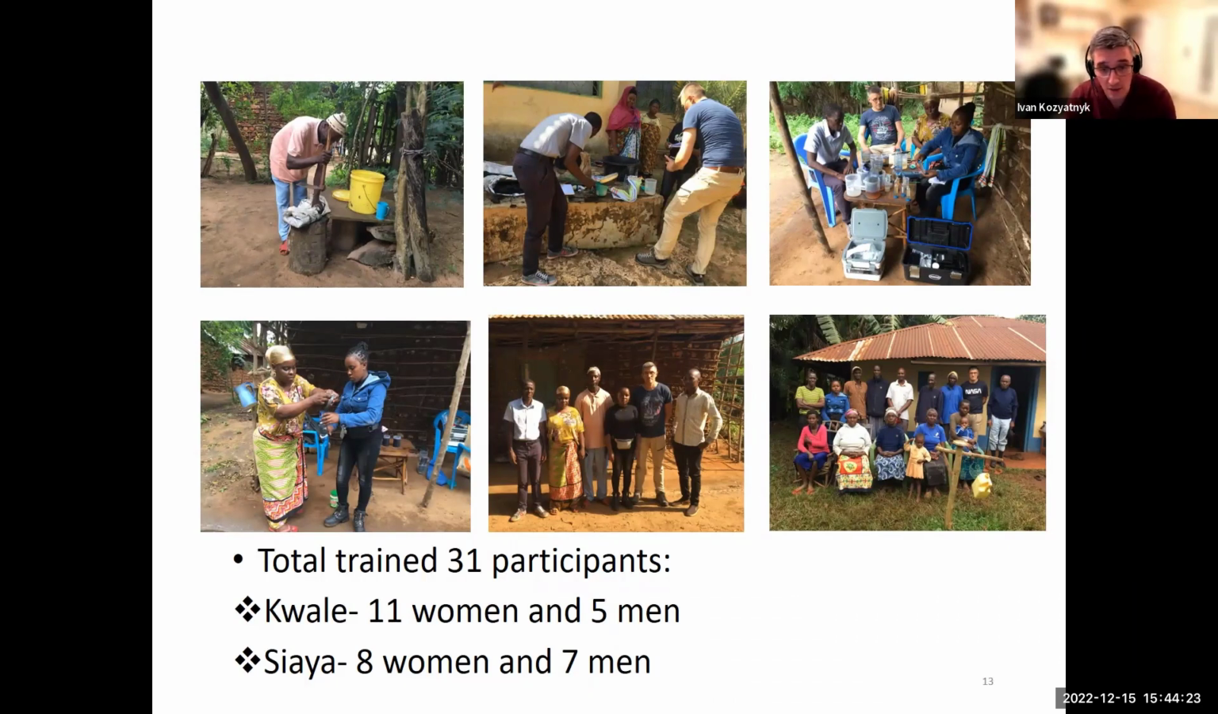And after that appears a very important educational issue that we need to educate. If we proceed with this work, we need to educate people that this water can be reused only for gardening and not for drinking or for reusing in washing. So in total, we trained 31 participants. In Kwale, it was 11 women and 5 men, and in Siaya, it was 8 women and 7 men.